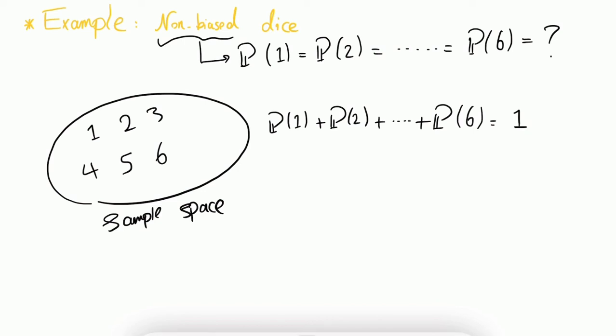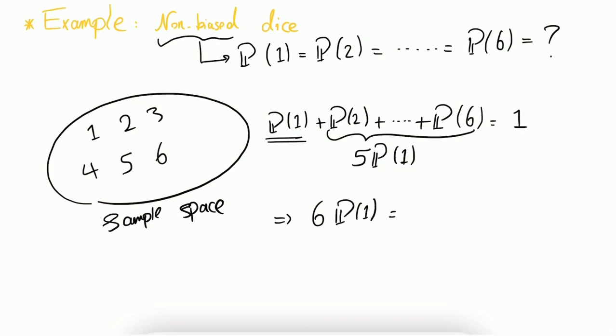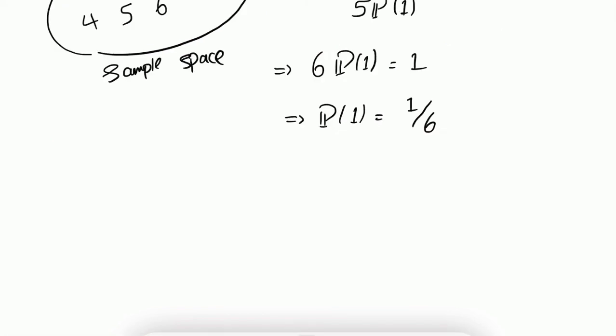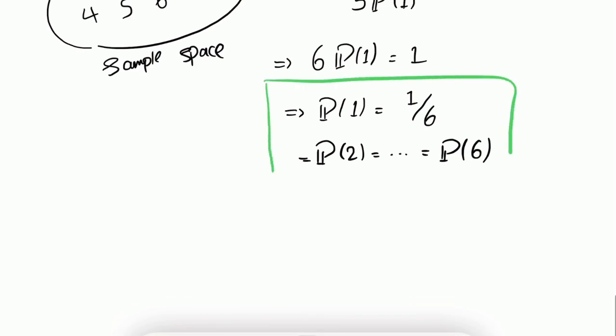So instead of probability of 2 until probability of 6, we can write 5 times the probability of 1, because they're all equal to the probability of observing 1, and we have 5 of them. So totally we will have, when we also take into account this one, 6 times the probability of 1 equals 1. And therefore we will have the probability of observing 1 being equal to 1 over 6. And notice that the probability of observing 1 is also equal to the probability of observing all the other ones. And therefore, just as simple as this, we've been able to solve this question as well.